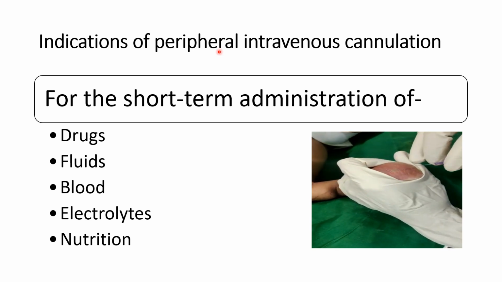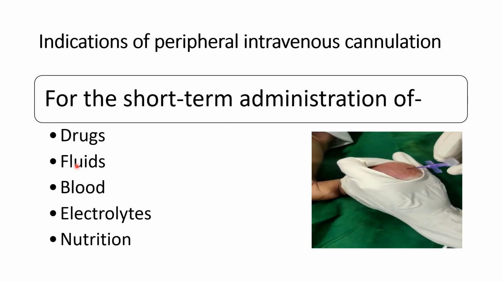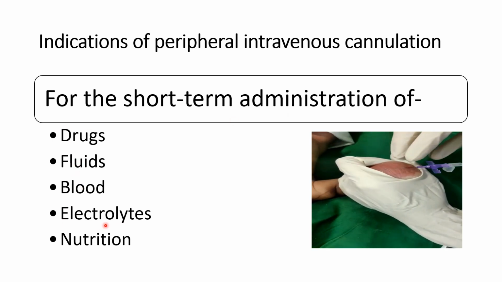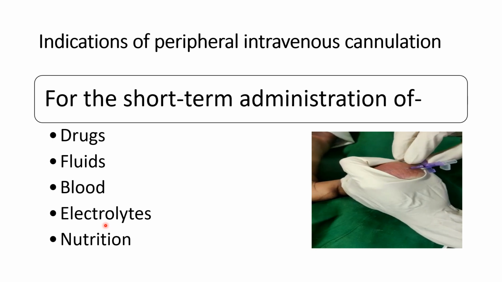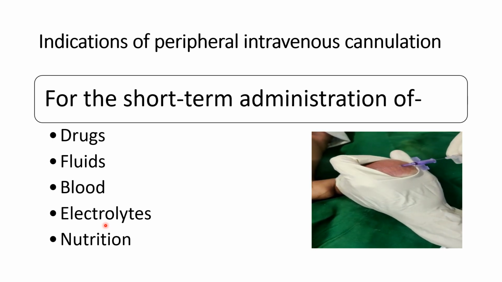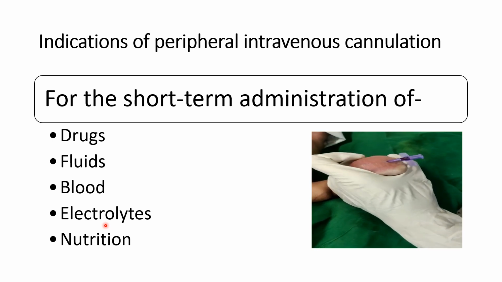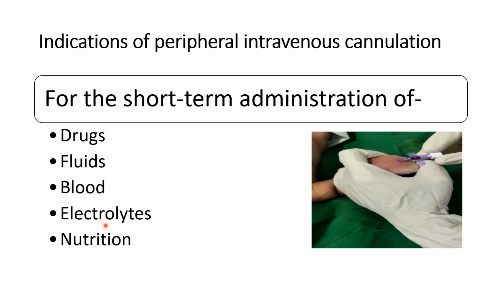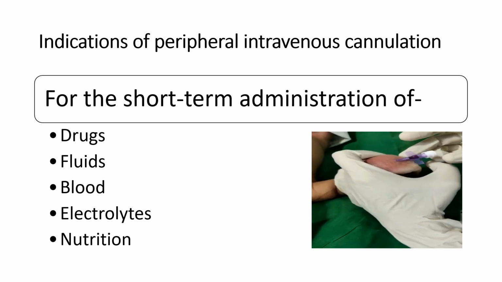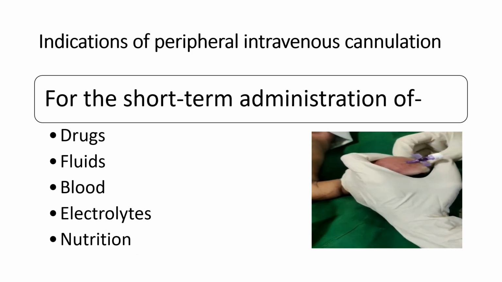Indications of peripheral IV cannulation are: we can use it for short-term administration of drugs, fluids, blood and electrolyte and nutrition. This is the most common procedure we perform in the pediatric patients daily. So for administration of all these products, we have to insert the IV cannula.